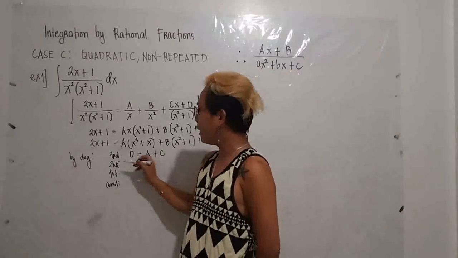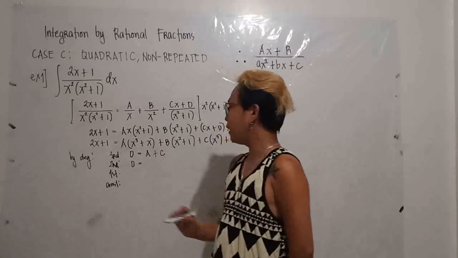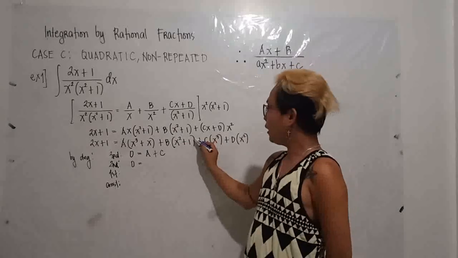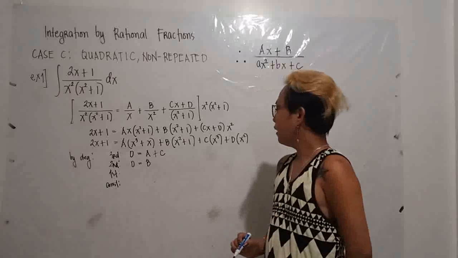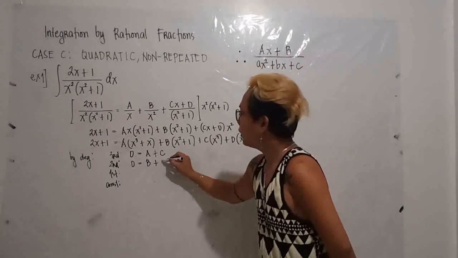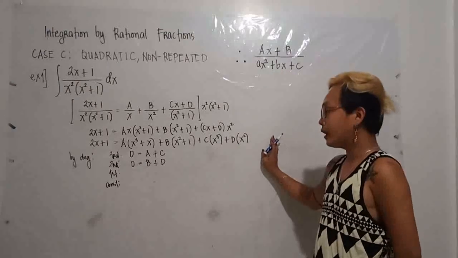Next is the second degree. Ang second degree dito ay also 0. Wala rin. Then, pagdating kay A, wala tayong second degree. Pagdating kay B, you will have B. Then, pagdating kay D, you also have D. Kay C kasi, wala rin second degree.